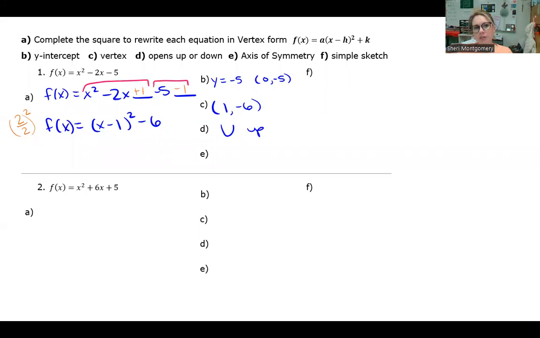My axis of symmetry is always going to be an x equals equation, and you always figure it out by looking at the vertex. So what's the x value for the vertex? That's it.